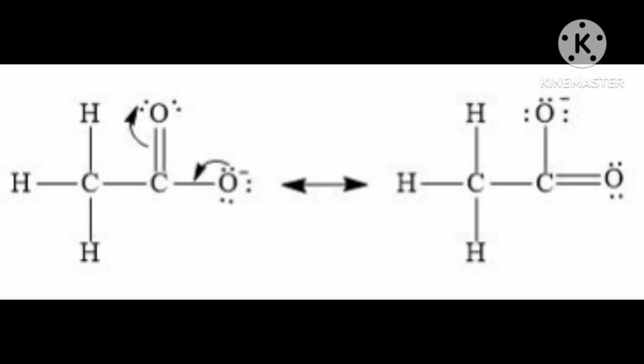Negative charge is on the more electronegative atom. In the second structure, oxygen has the negative charge and carbon has one positive charge. Negative charge on the more electronegative atom and positive charge on the more electropositive atom, that's why it is less stable than the first one. And the third one, as I told you, does not contribute, as oxygen has a positive charge and carbon has a negative charge, hence it is the least stable.